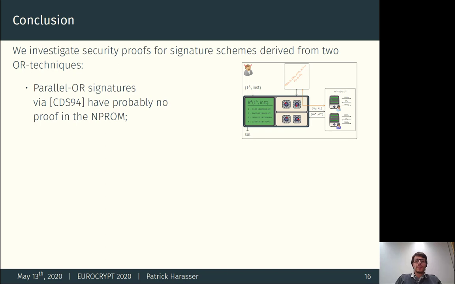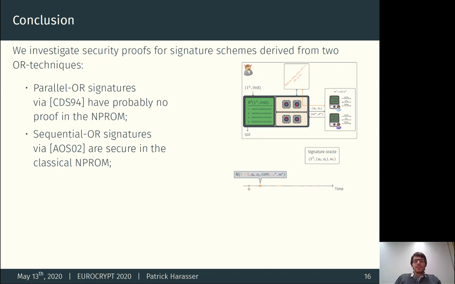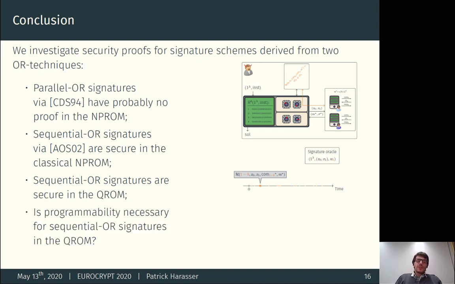So to wrap up, we analyzed signature schemes derived from the OR techniques for Sigma protocols by Cramer et al. and Abe et al. We show that the first scheme does probably not have a security proof in the non-programmable ROM, whereas the second scheme does have a proof in this model. We know that sequential OR signatures can also be proved secure in the QROM, albeit by programming the quantum random oracle. And an interesting open problem is whether we can actually forego programmability also in the QROM.